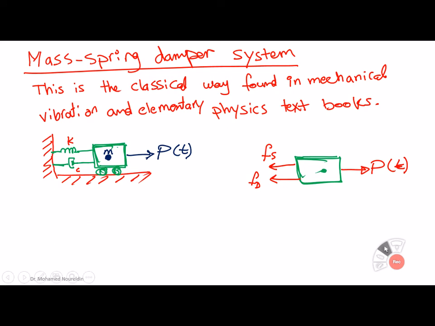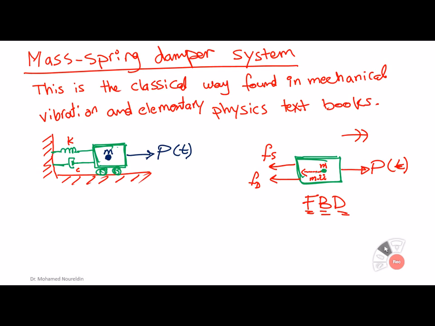And the mass is always going to develop forces in the opposite direction of the motion. So if we say that the motion is going to be in this direction, this means that our mass is going to develop a kind of inertia force opposite to this, in the opposite direction. So we call this FBD, free body diagram of the system.